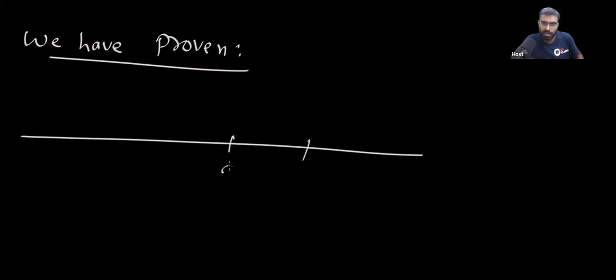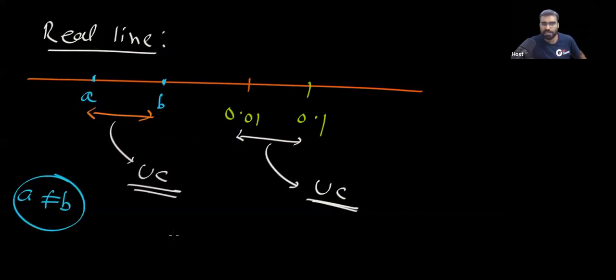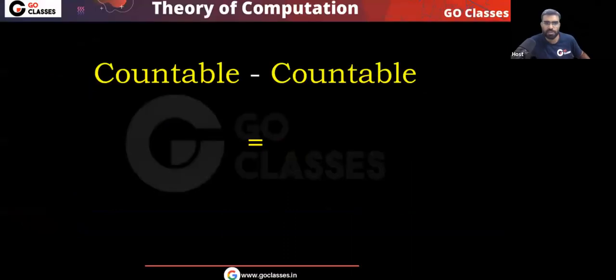If you remember, we have already proven that the range 0 to 1 is uncountable. Similarly, as long as A is not the same as B, the range between them is uncountable. Okay, so this is just a small point. Now let's move on. Tell me about this, countable minus countable.